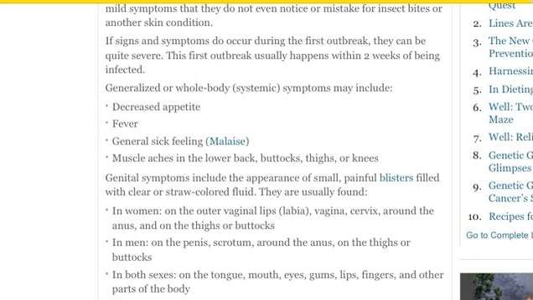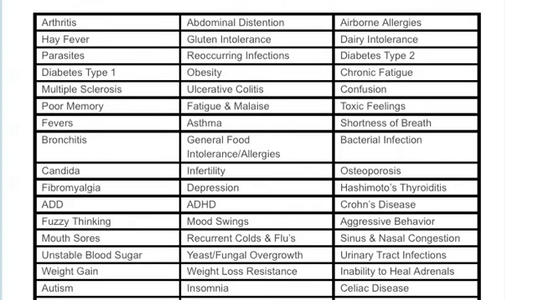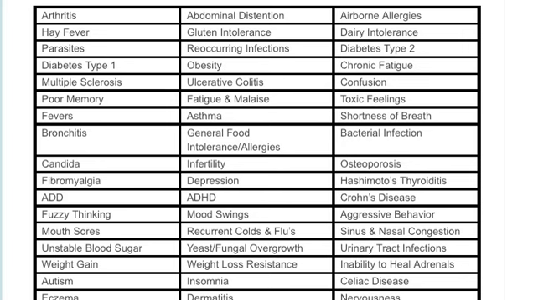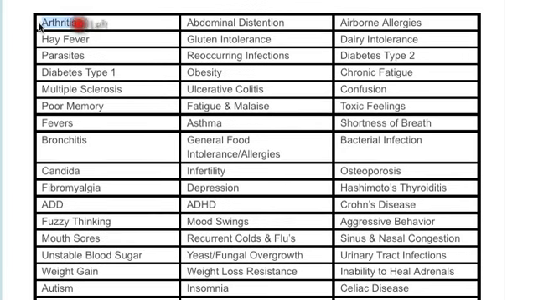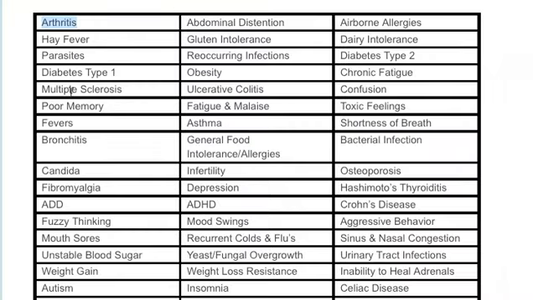So let's see here. I thought I saw something about body pains. Maybe it was another article I was reading. But body pains, well, here's something, arthritis. So this one says muscular aches in the lower back, and this one says arthritis, which is a form of body pain. Let's look over here again.